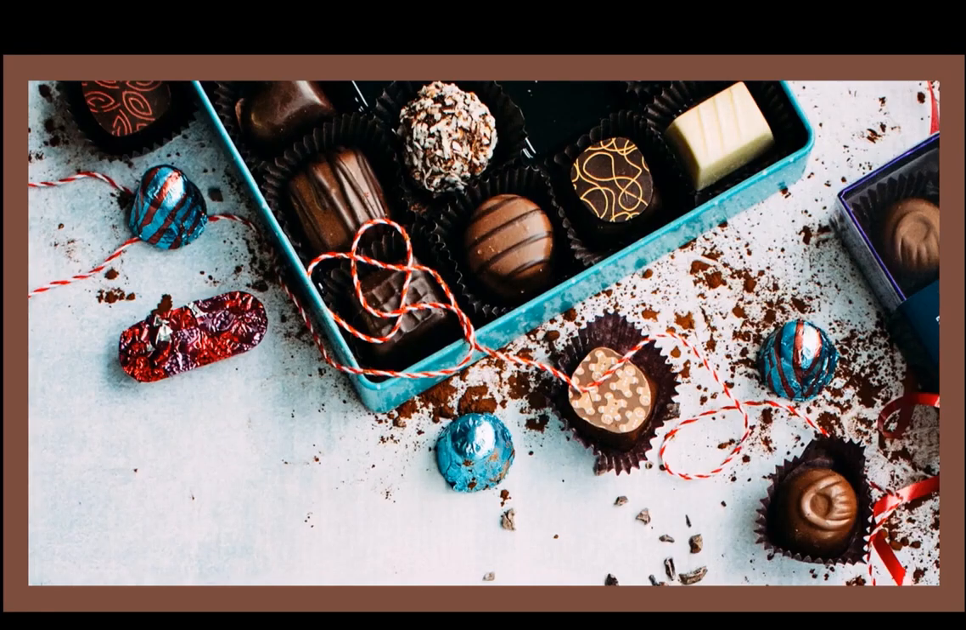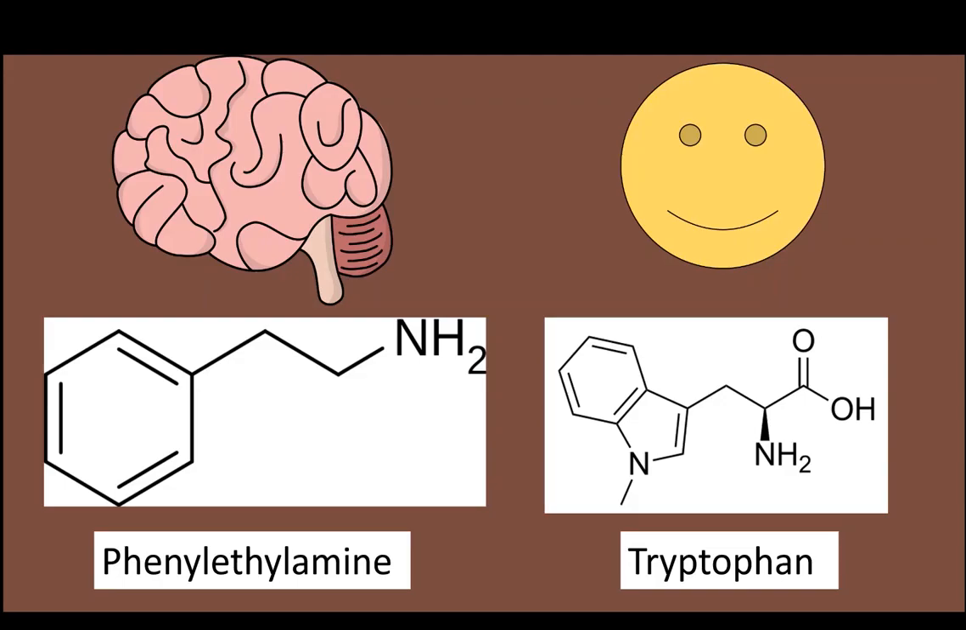There are different types of chocolate depending on the percentage of cocoa solid used. White chocolate has no cocoa solids. Milk chocolate has between 20 to 30% cocoa solids, but dark chocolate tends to have over 35%. Not only does chocolate taste good, but research has shown that the chemicals in chocolate can alter your mood.